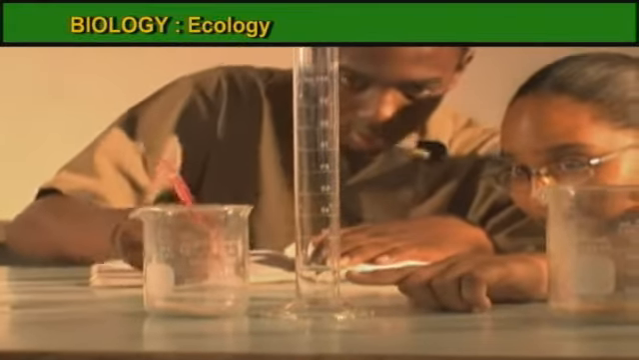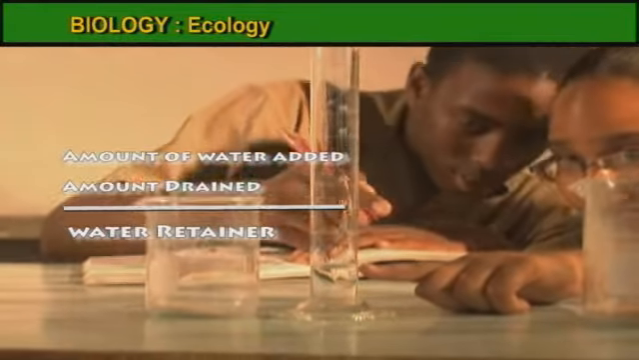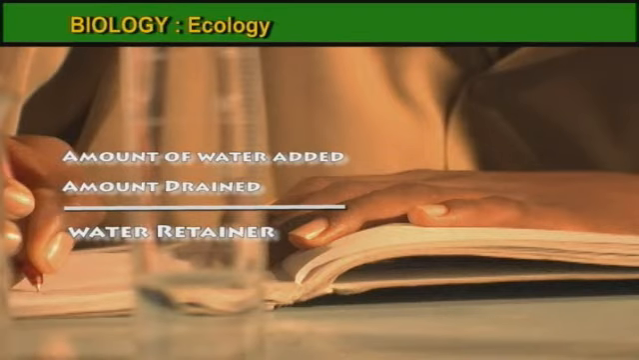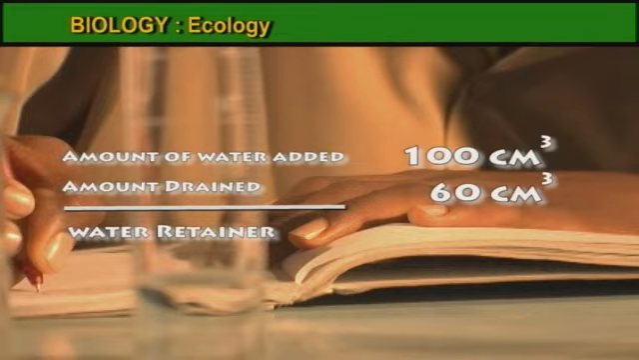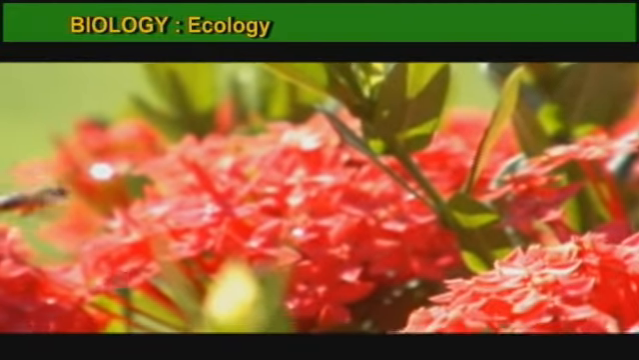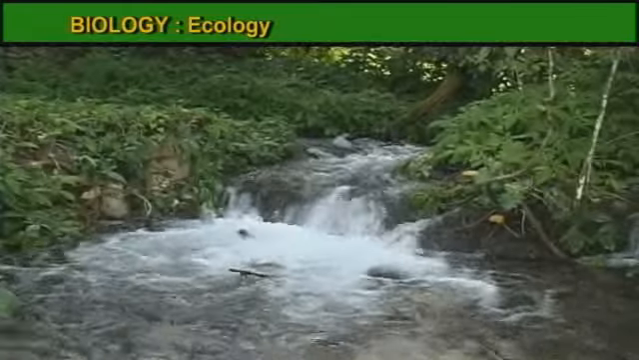To find out the amount of water that was retained, simply subtract the volume of water added to the soil from the amount of water that drained through. For example, if you poured 100 centimeter cubes of water into the soil and it drained 60 centimeter cubes, then the amount it retained would be 100 minus 60 equaling 40 centimeter cubes. Since soil contains these different components, it would provide plants with nutrients, air, and water for growth.